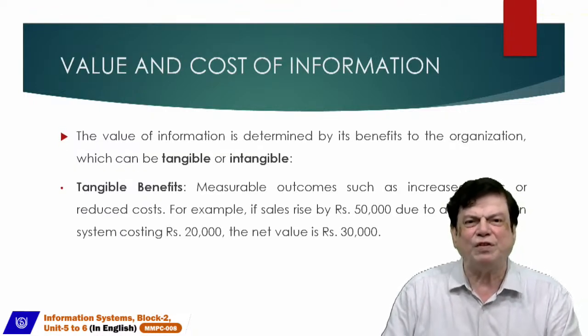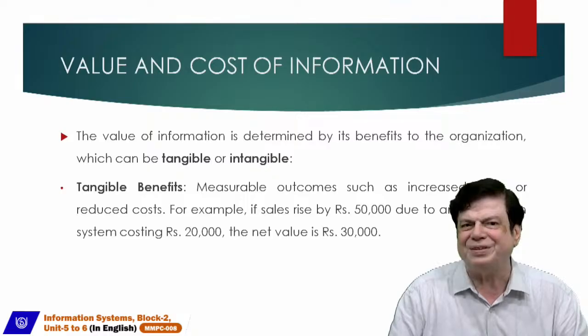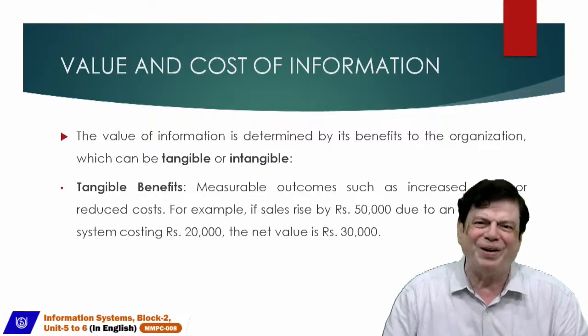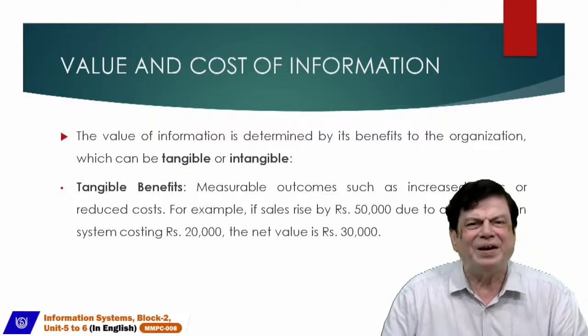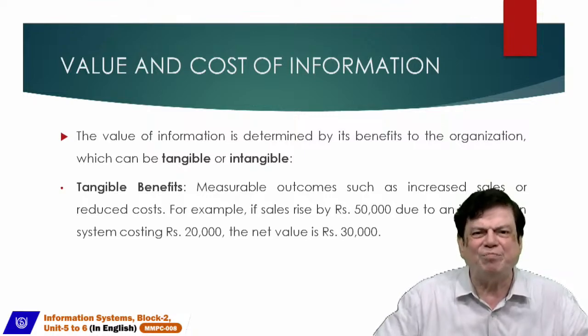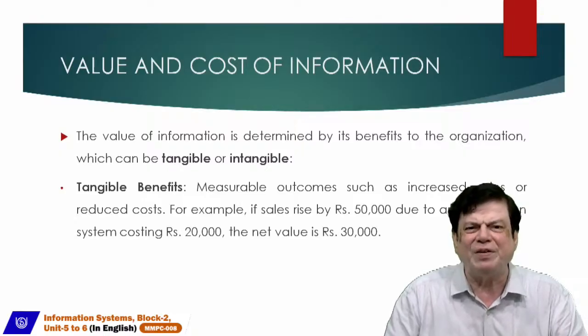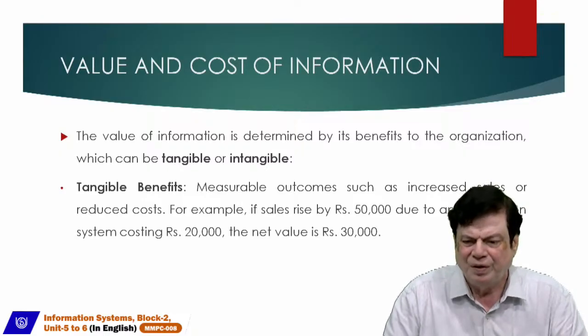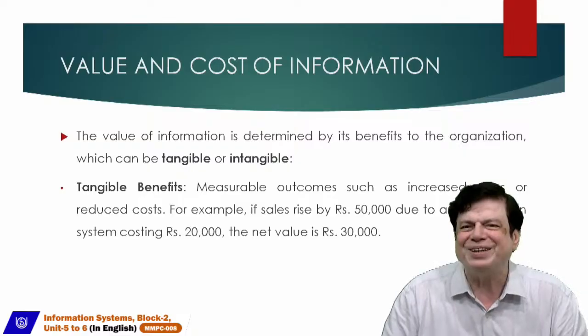Now, value and cost of information. The value of information is determined by its benefits to the organization, which can be tangible or intangible. Tangible assets are things like raw material and stocks. An intangible asset is goodwill. Tangible benefits are measurable outcomes such as increased sales or reduced costs. For example, if sales rise by rupees 50,000 due to an information system costing rupees 20,000, the net value is rupees 30,000.